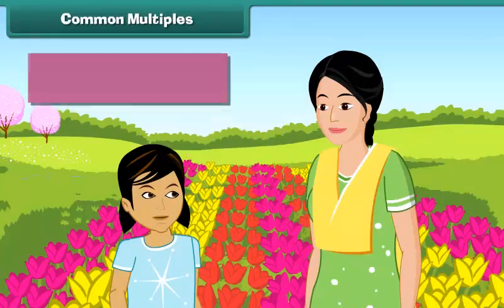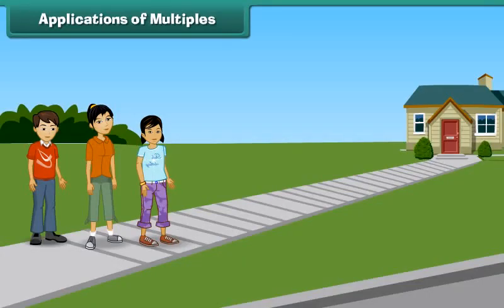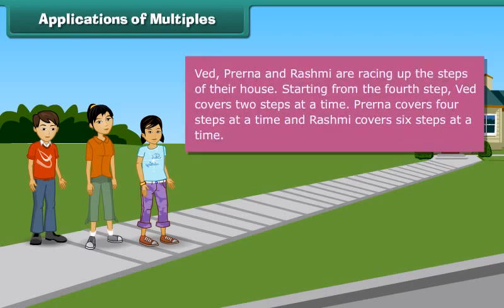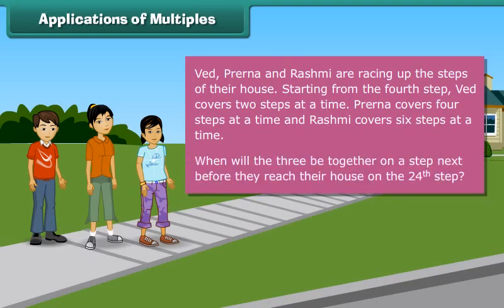Prerna and her mother are at the rose garden. Prerna notices that a patch contains red rose plants arranged in 2 rows of 12 plants each. Another patch contains yellow rose plants arranged in 3 rows of 8 each. Yet another patch contains pink rose plants arranged in 4 rows of 6 each. 24 is a common multiple of 2, 3, 4, 6, 8 and 12.